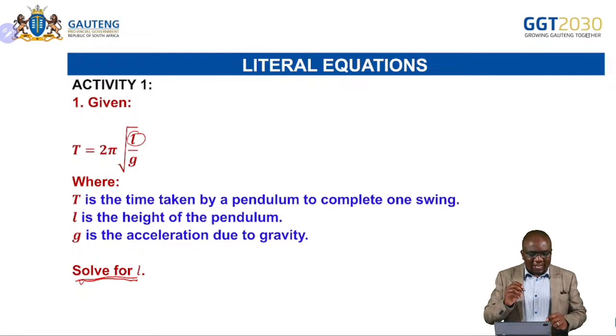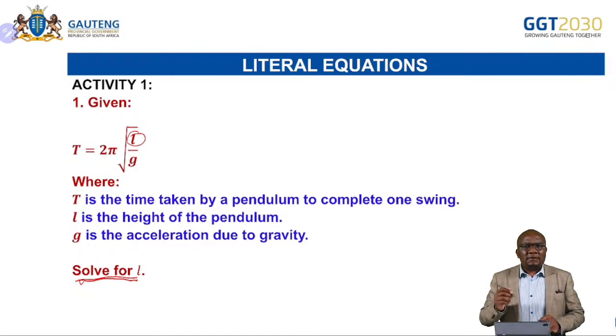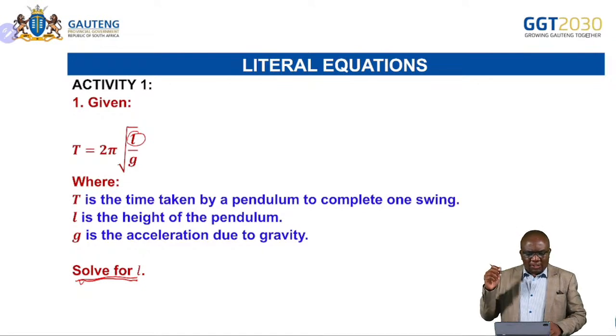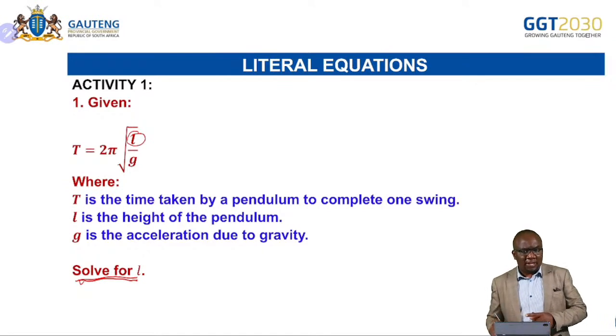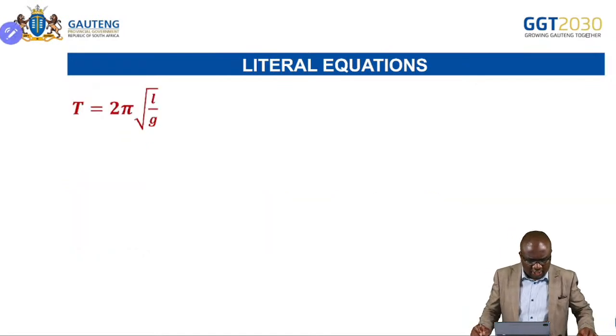Now, even I can tell you what I have to do here. How do I get rid of the 2 pi? I must divide by 2 pi on both sides. How do I get rid of the square root? I must square both sides. How do I get rid of the g? I must multiply by g on both sides. Done. If you think you manage to get a hint, try to be ahead of me. Okay, let's do it together.